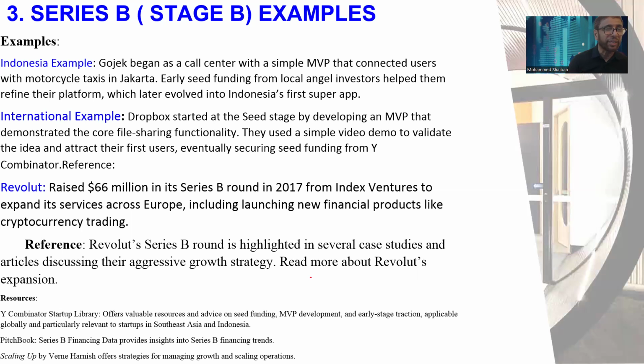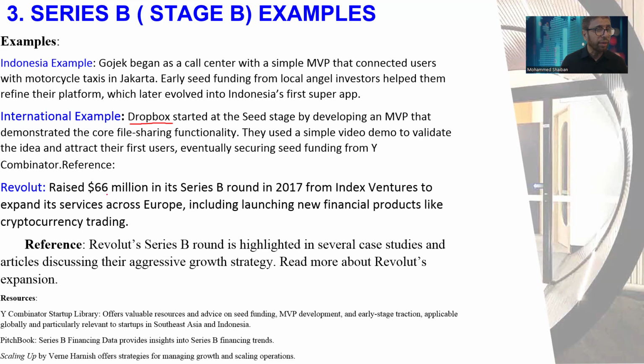This is the motorcycle business, and it just started. They do everything, almost everything. If you have been to Jakarta, you will know what they are doing. International example, I think I mentioned it before, Dropbox, which is actually a solution for keeping and saving documents.